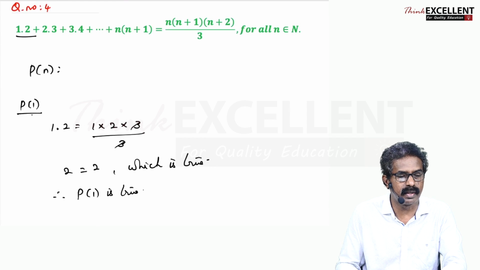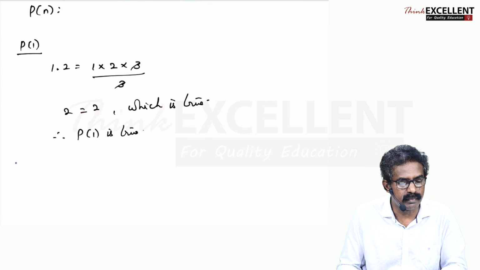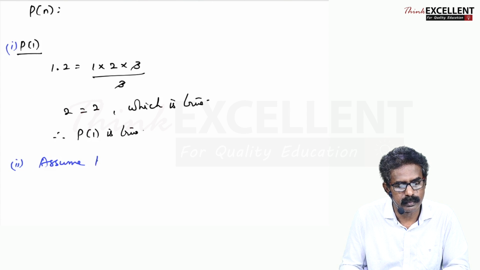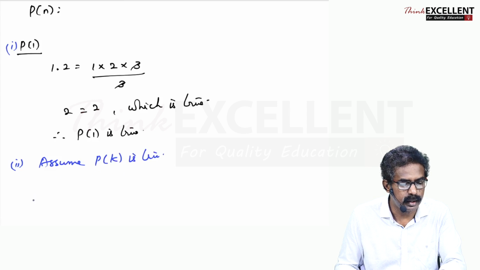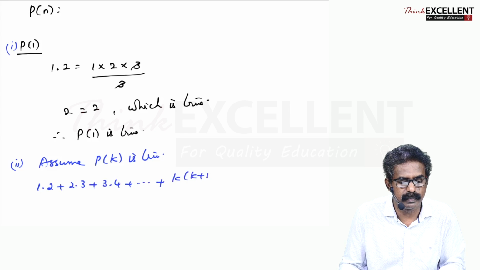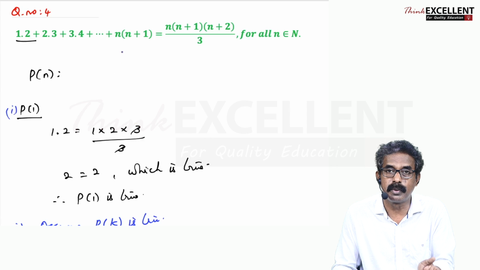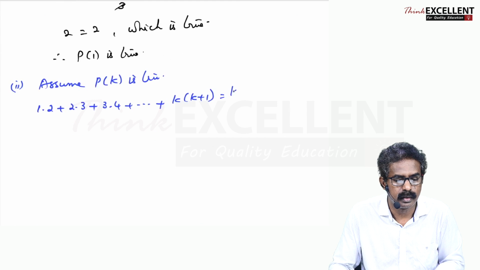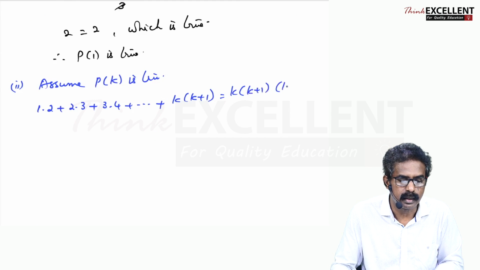Second step, assume P of k is true. What's the meaning of that? 1 into 2 plus 2 into 3 plus 3 into 4 plus etc. up to n into n plus 1. Instead of that, you put k into k plus 1. Right side, k plus 1, k plus 2 by 3 is true. It is our assumption. Take it as 1.